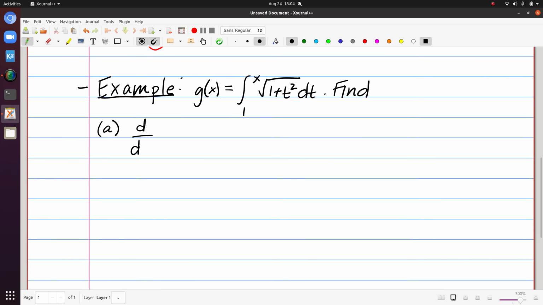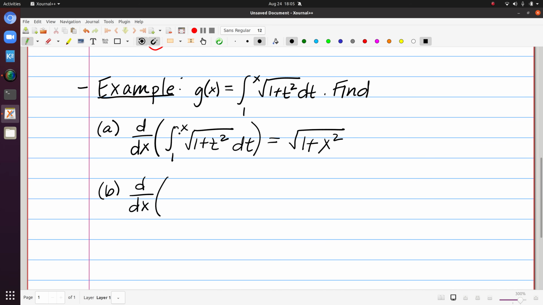So first of all, if you're asked to just simply take the derivative of this expression, much like our previous example, I will be able to look at this, apply FTC2 directly, and simply write the integrand as a function of x.